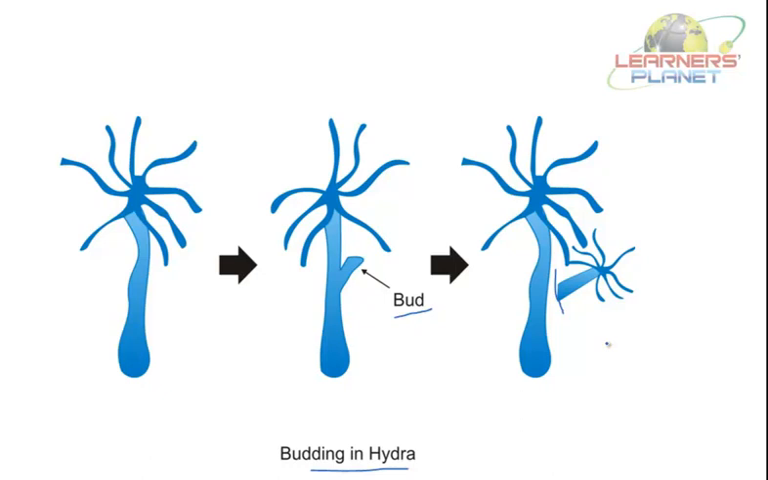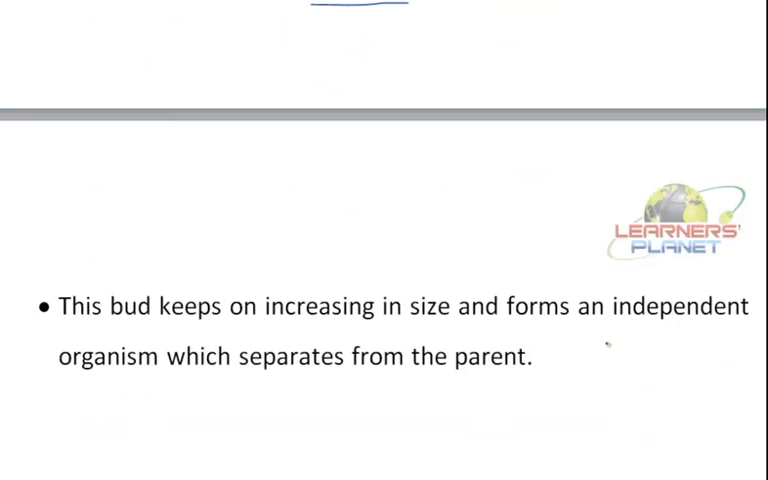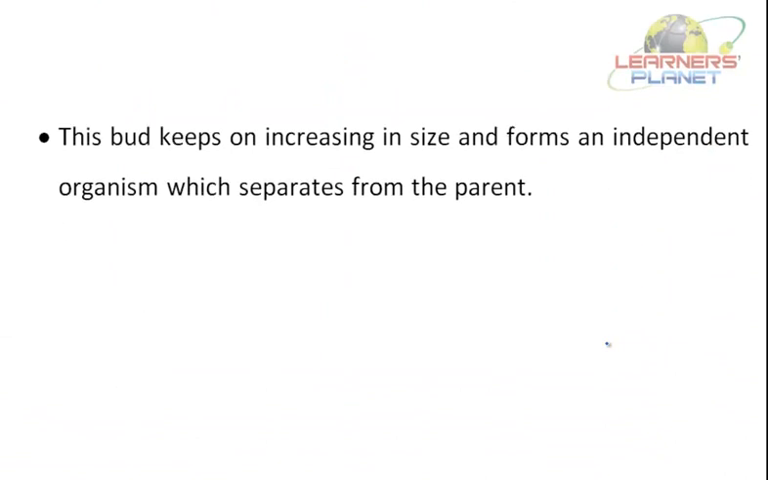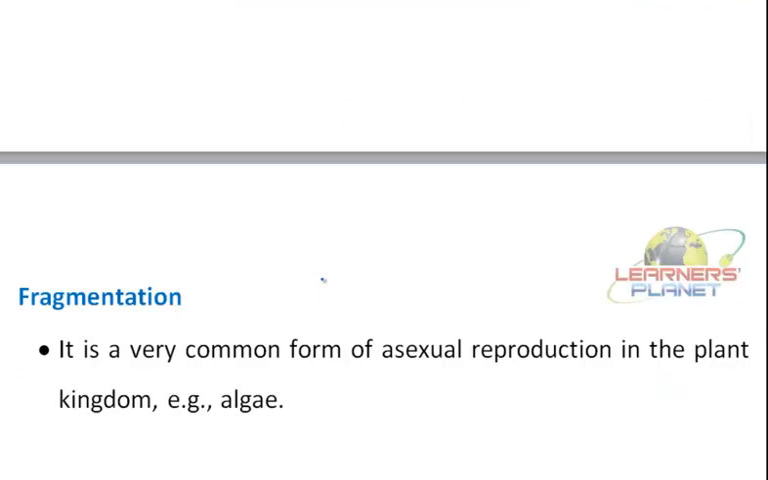Right? So in this way, new plant occurs. So this bud keeps on increasing in size and then forms an independent organism which separates from the parent plant. Right? So this was about budding. Budding in yeast and budding in hydra.